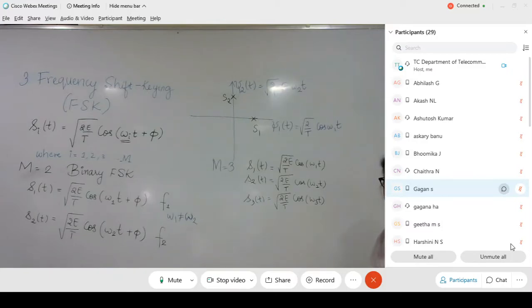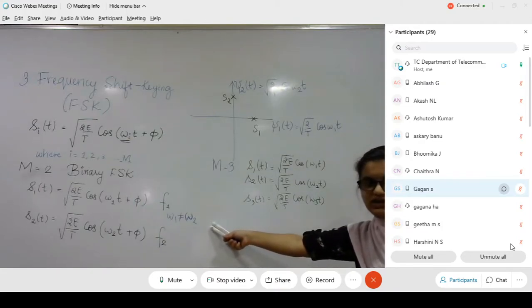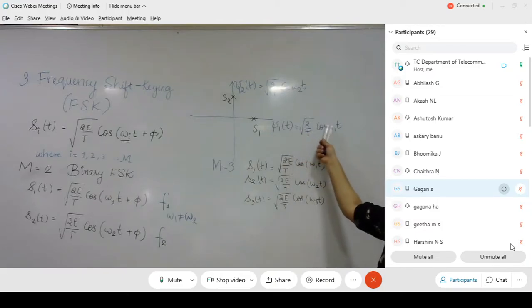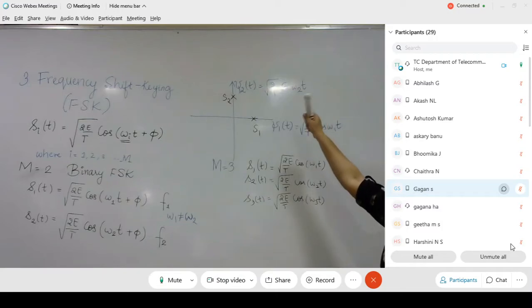Think and tell me. Prithvish or Tejas, who is answering? Think. See here, omega 1 is not equal to omega 2. So what did I say? There are two basis functions here. One is corresponding to cos omega 1t, the other one is corresponding to cos omega 2t.